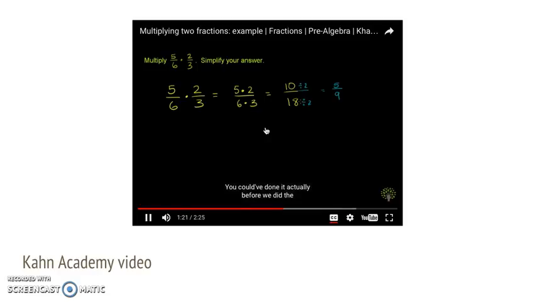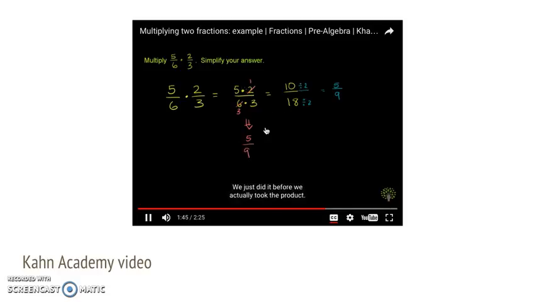Now, you could have essentially done this step earlier on. You could have done it actually before we did the multiplication. You could have done it over here. You could have said, well, I have a 2 in the numerator and I have something divisible by 2 in the denominator. So let me divide the numerator by 2, and this becomes a 1. Let me divide the denominator by 2, and this becomes a 3. And then you have 5 times 1 is 5, and 3 times 3 is 9. So it's really the same thing we did right here.